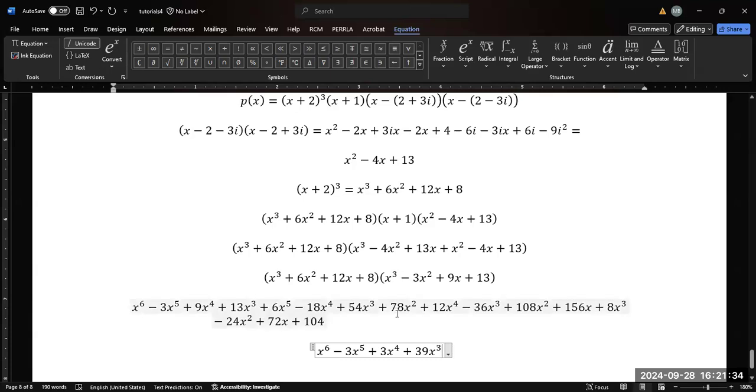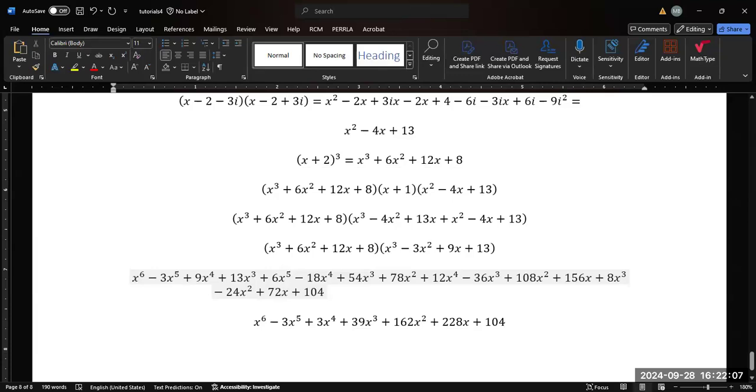And then my squares, we've got a 78 and a 108 and a minus 24. And that gets me 162x squared. And then my x's, 156 plus 72 is 228x, and then 104. That is my multiplied out form.